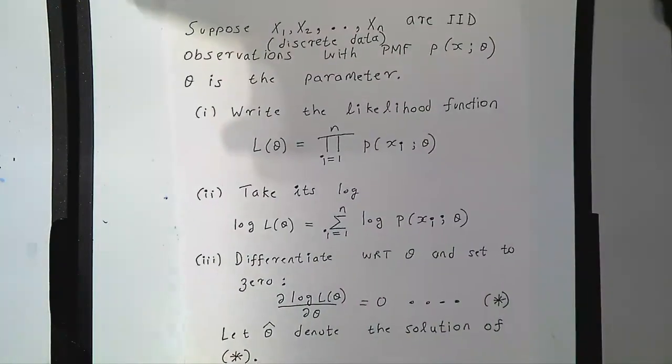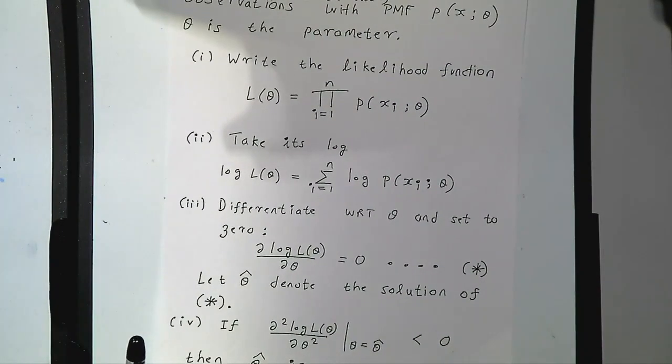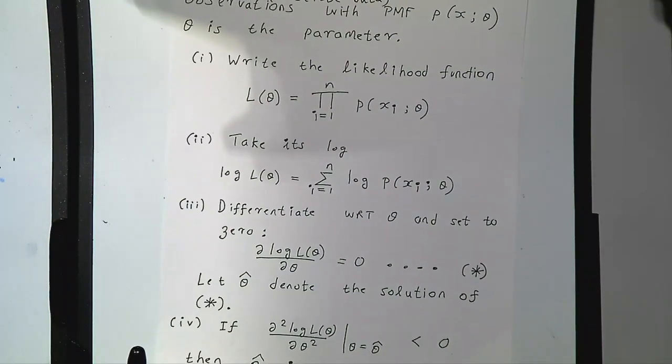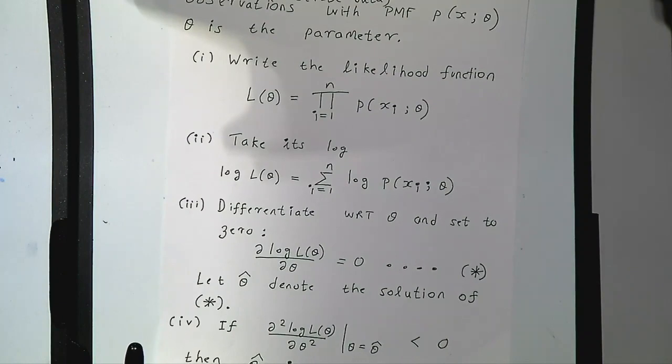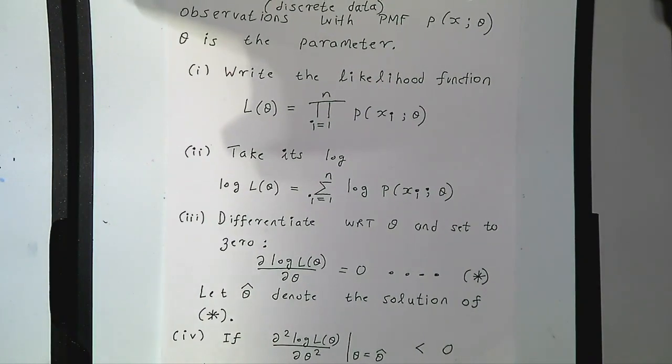And this is for discrete data. So if your data is discrete, come on guys, please listen to me. If your data is discrete, then the procedure for finding the MLE is similar, but there are some slight changes because you'll be working with the PMF and not the PDF. So those are the changes.